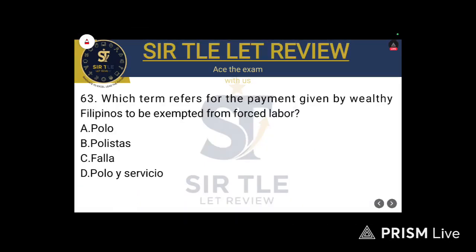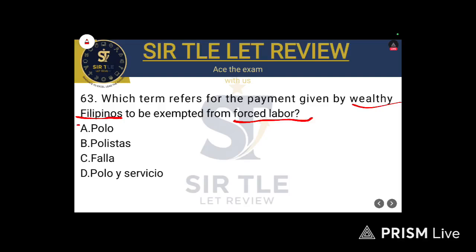63. Which term refers for the payment given by wealthy Filipinos to be exempted from forced labor? A. Polo. B. Polistas. C. Falla. Or letter D. Polo y servicio. What is your answer?